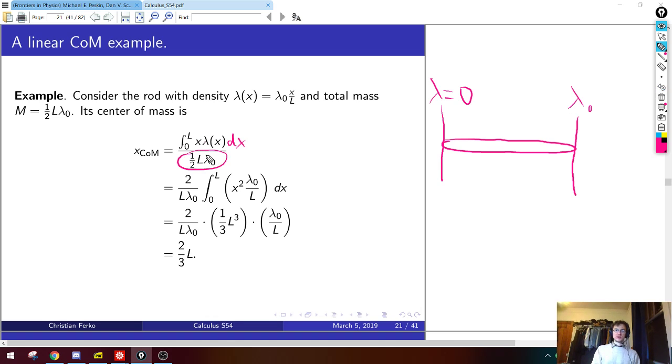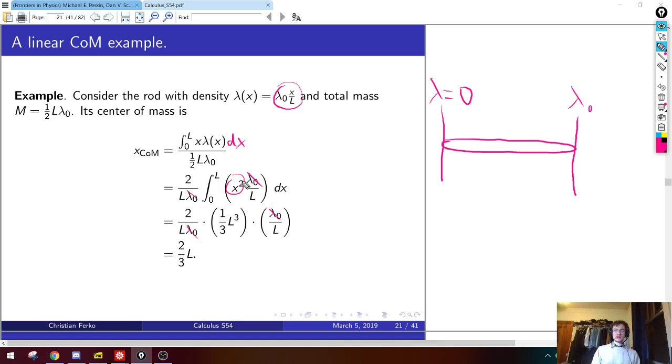I'm going to pull out that total mass. Since we had a 1/2 downstairs, that turns into 2 upstairs. So the overall prefactor is 2 over L times lambda 0. We integrate x times lambda. Lambda is lambda 0 x over L. So these 2 x's give us an x squared, and we're left with the lambda 0 over L from the density. I'm going to pull out this factor because that kills this thing, maybe not in the next step, but eventually.